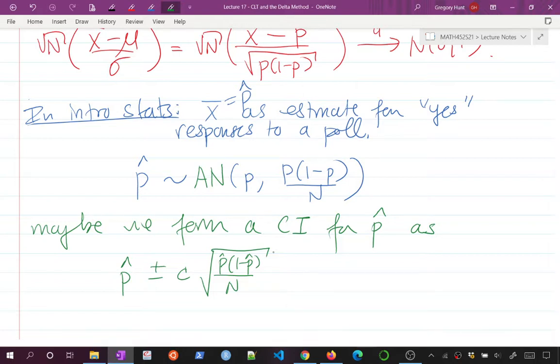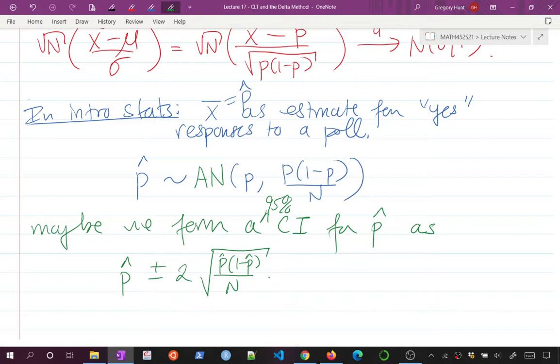The normal distribution is symmetric, and so if I want a 95% confidence interval, maybe I do plus or minus 2 standard deviations, and this is maybe my 95% confidence interval for p hat. And all of that is justified basically from the central limit theorem and this problem. So there you go. There's half of intro stats in one problem, right?